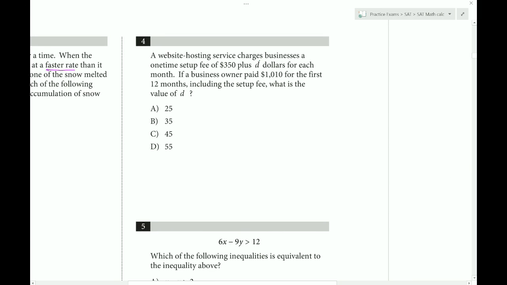A website hosting service charges businesses a one-time setup fee of $350 plus D dollars for each month. So if you let X be the number of months, this will be the equation. The business owner paid $1,010 for the first 12 months. So then we could plug in 12 for X. We can then solve for D. So we subtract 350, right?